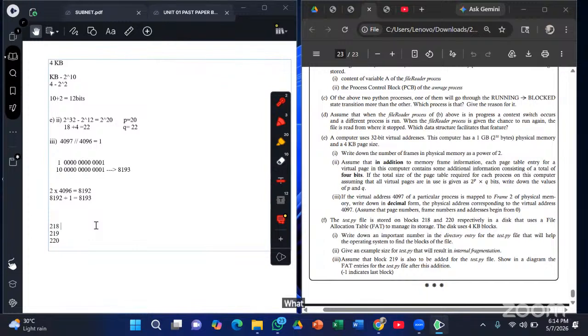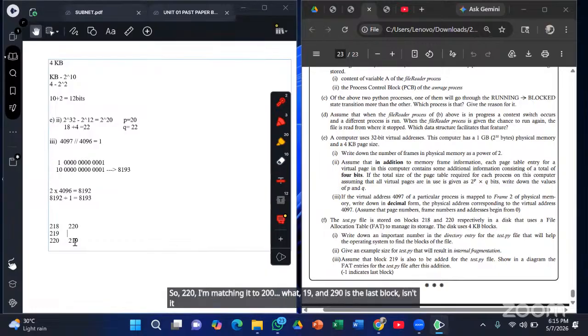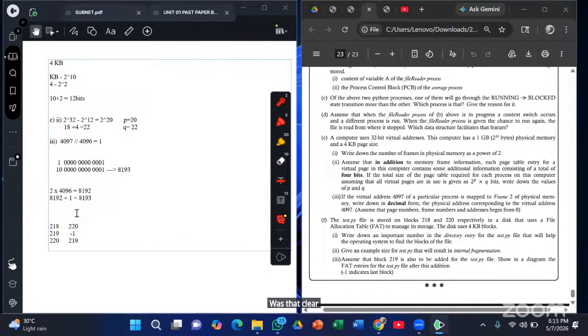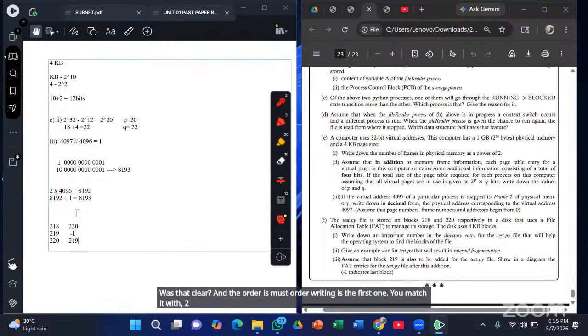What is the first file in this question? They have given 218. 218 after the 220. So 220 I am matching it to 219. And 219 is the last block, isn't it? The end of the file. So that is -1. You have to draw this in a table form, okay? Was that clear? And the order is a must. 218 is the first one. You match it with 220, which is the next box they have given. After 220, you have to match it to the last box they have given. That is 219. 219 is the end of the file. So the end you have to indicate how? With -1. The last block.